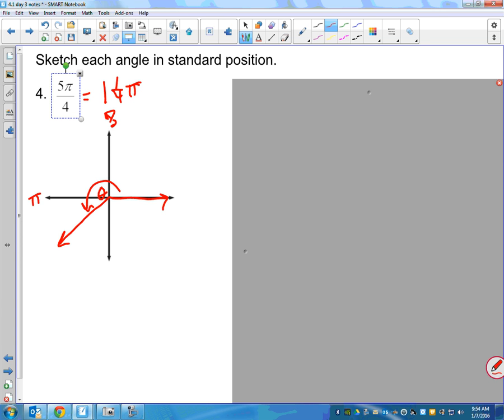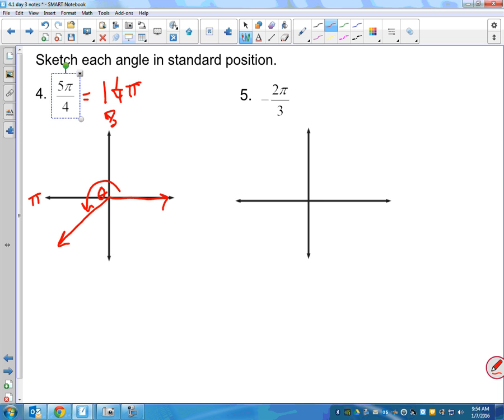Questions about that? Negative 2 pi sixths. And again, I want you to try to think about where it would be. And then if it helps you and you want to convert it to degrees and use that to check your answer, you can. But I want us to try to do it without doing that first.